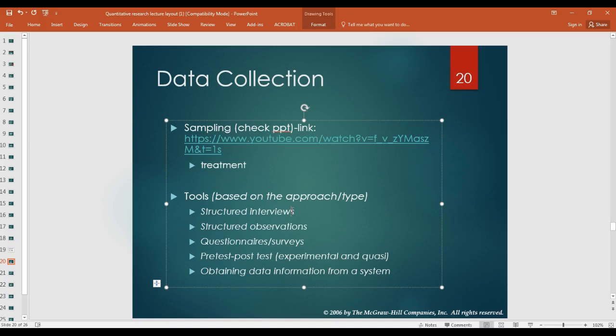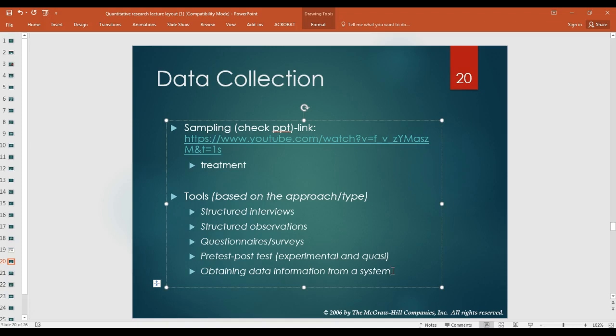So that's more quantitative. The obtaining data information from a system, it's basically looking at specific data inserted in a school system, and you are making correlations and making meanings and deriving some numerical data from these pre-provided data in the system.